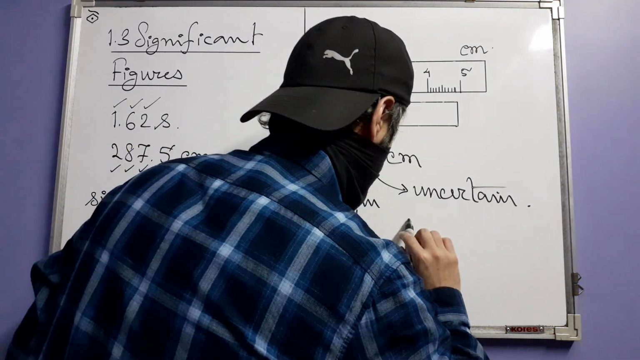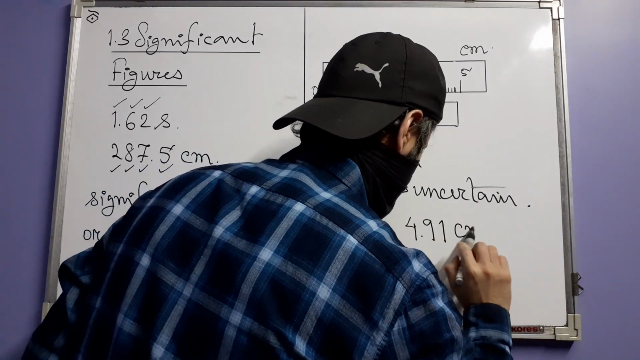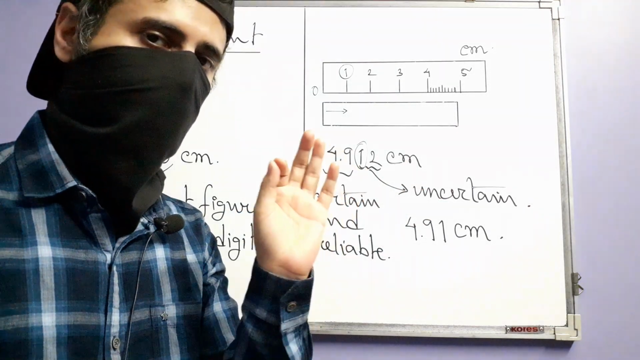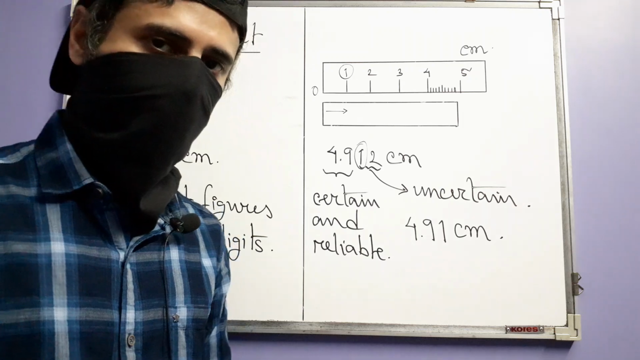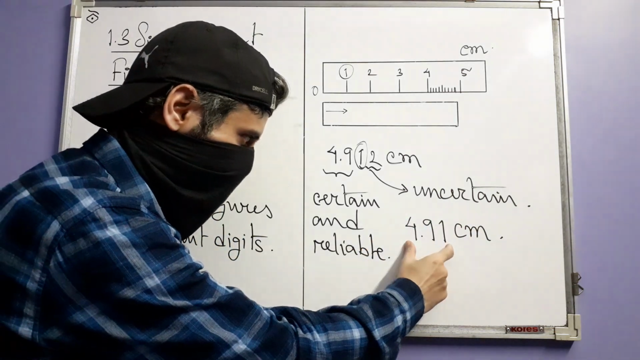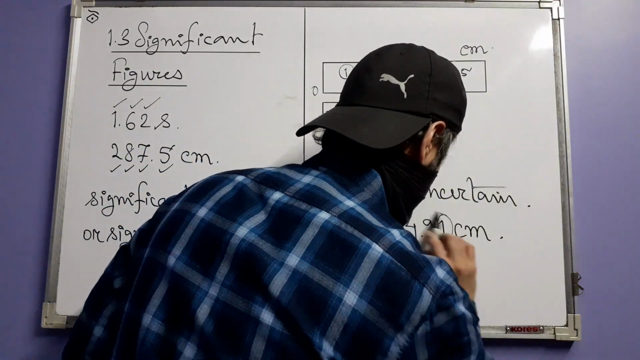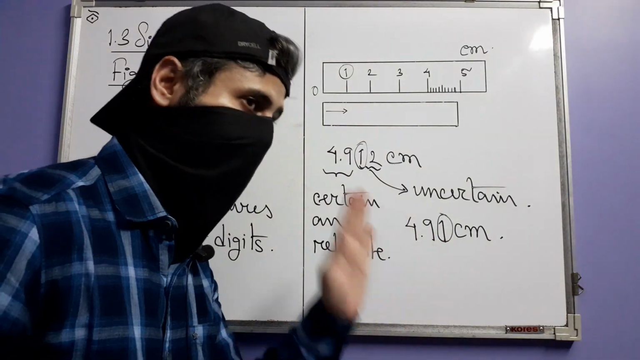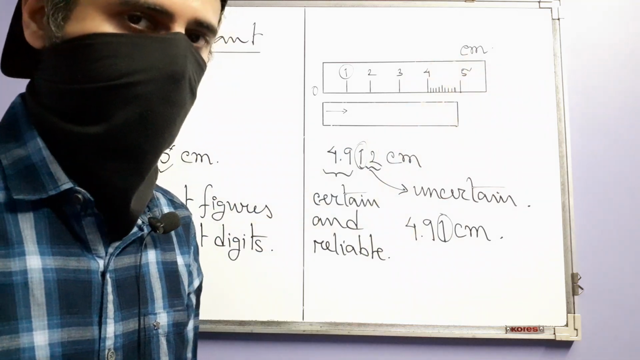That means my record of this length of the object should be this. Now, according to this rule of keeping only one uncertain digit, any record of a measurement that you see like this, which has a number followed by a unit, you know that the last digit is uncertain. The ones that come before that are certain. They have come from the device reliably.